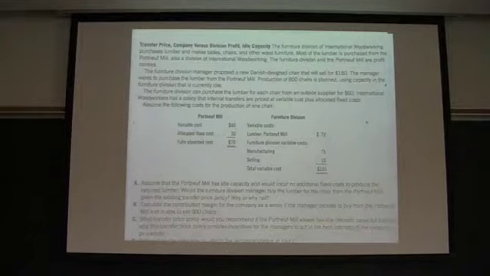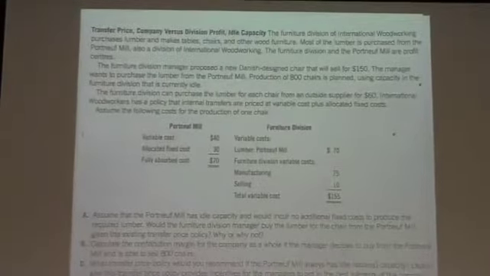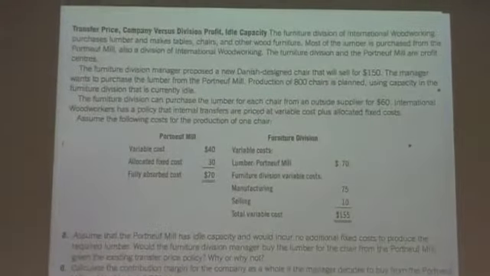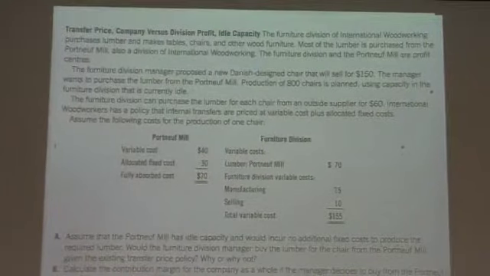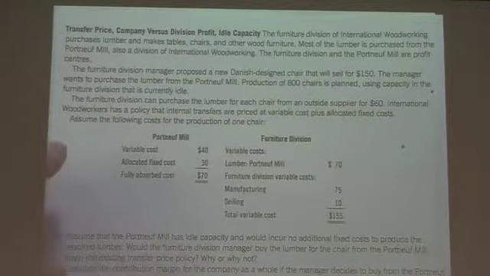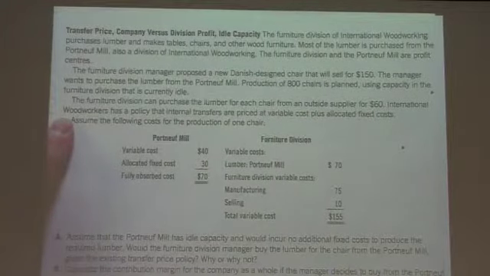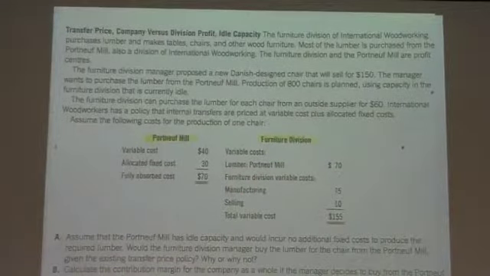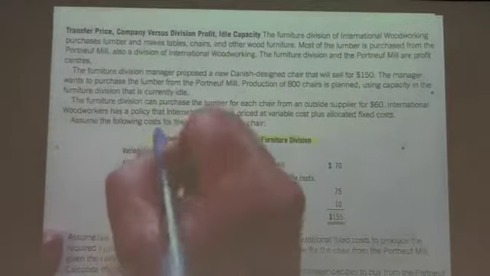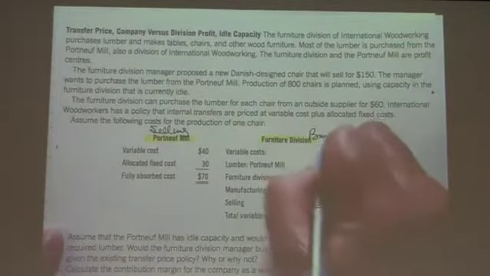Okay, so this company, Furniture Division of International Woodworking, purchases lumber and makes tables and chairs and other wood furniture. Most of the lumber is purchased from the Portneuf Mill, also a division of International Woodworking. So this is the selling and this is the buying division. So selling and buying division.